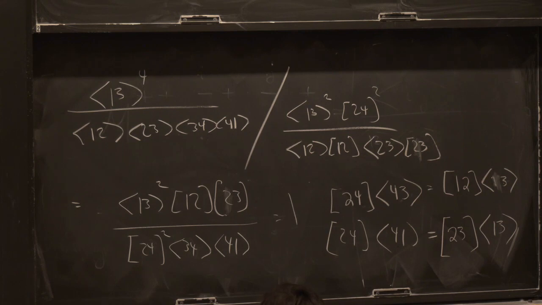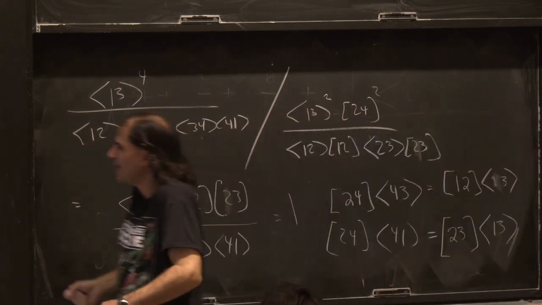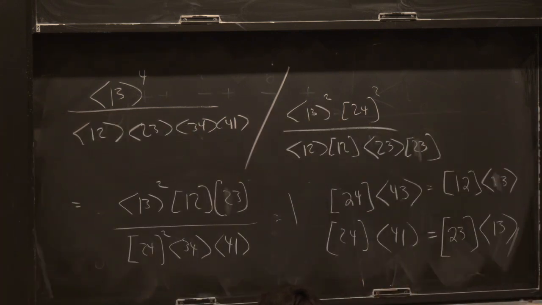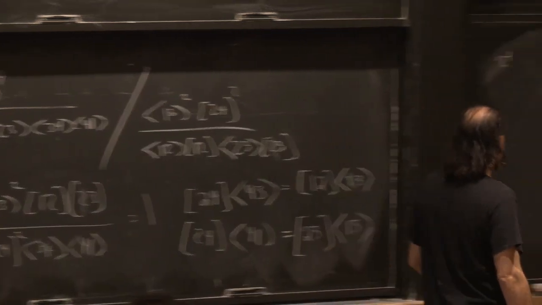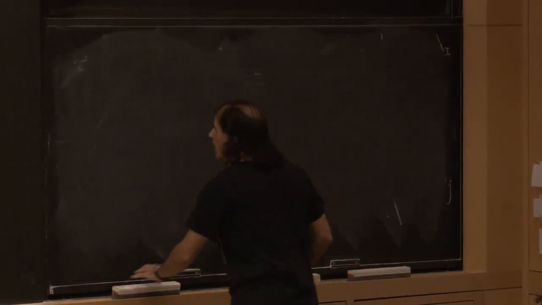In fact, what we were doing last time was effectively imposing factorization to get this answer. Let's forget about what we did last time. We want to check if Parke and Taylor are lying to us. So let's take this formula and see if it's true. What does this formula tell us?